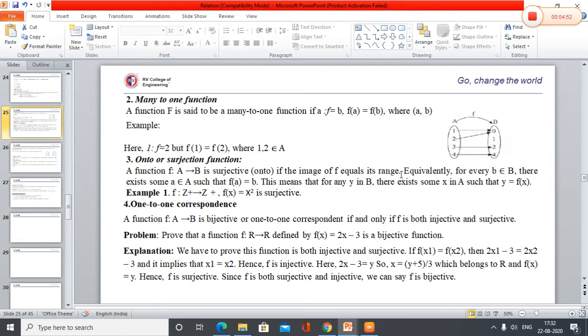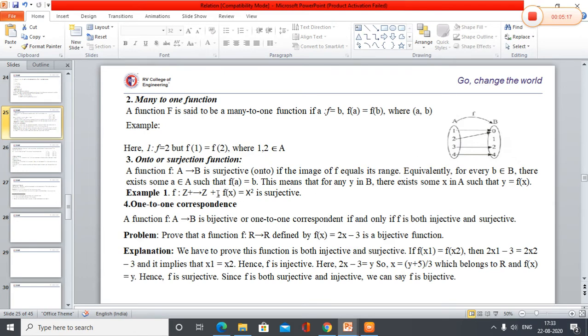In case it is only a function, it is not necessary that all the elements will be associated with some element of A. So the range may not cover the entire set B. But if every element of B should also be associated with some element of A, that means the range will cover the entire set B. So that's why the image of f equals its range.